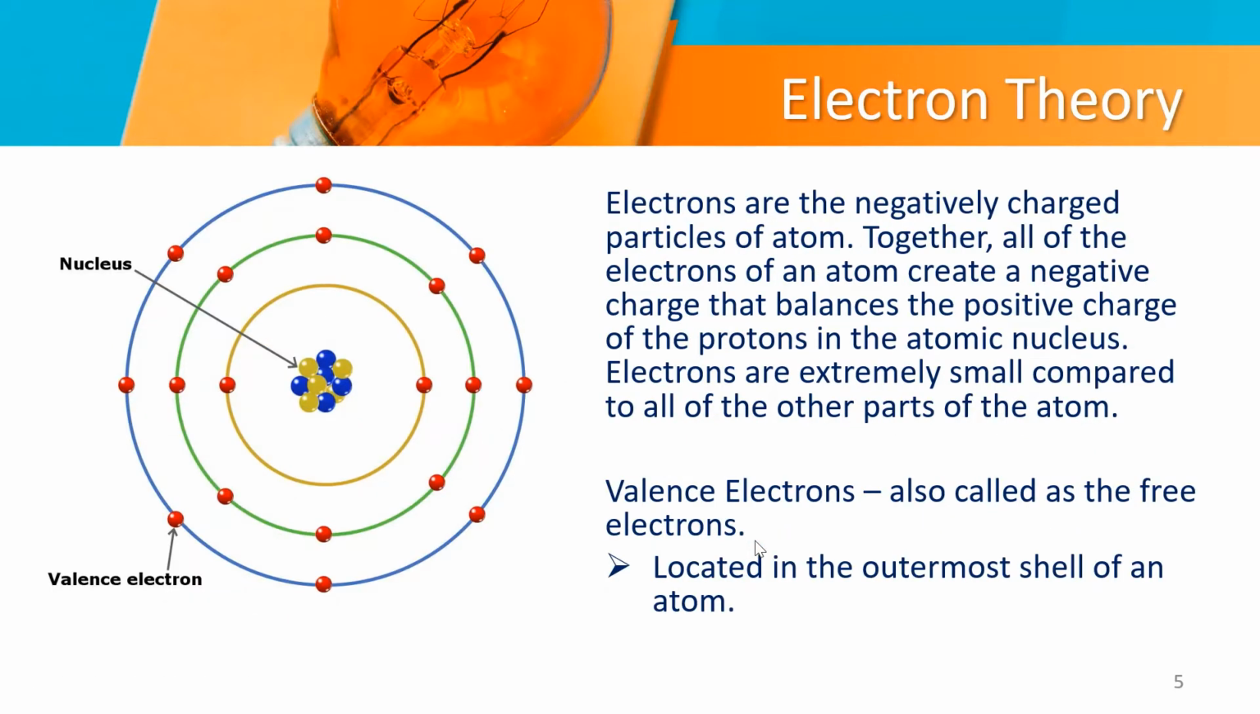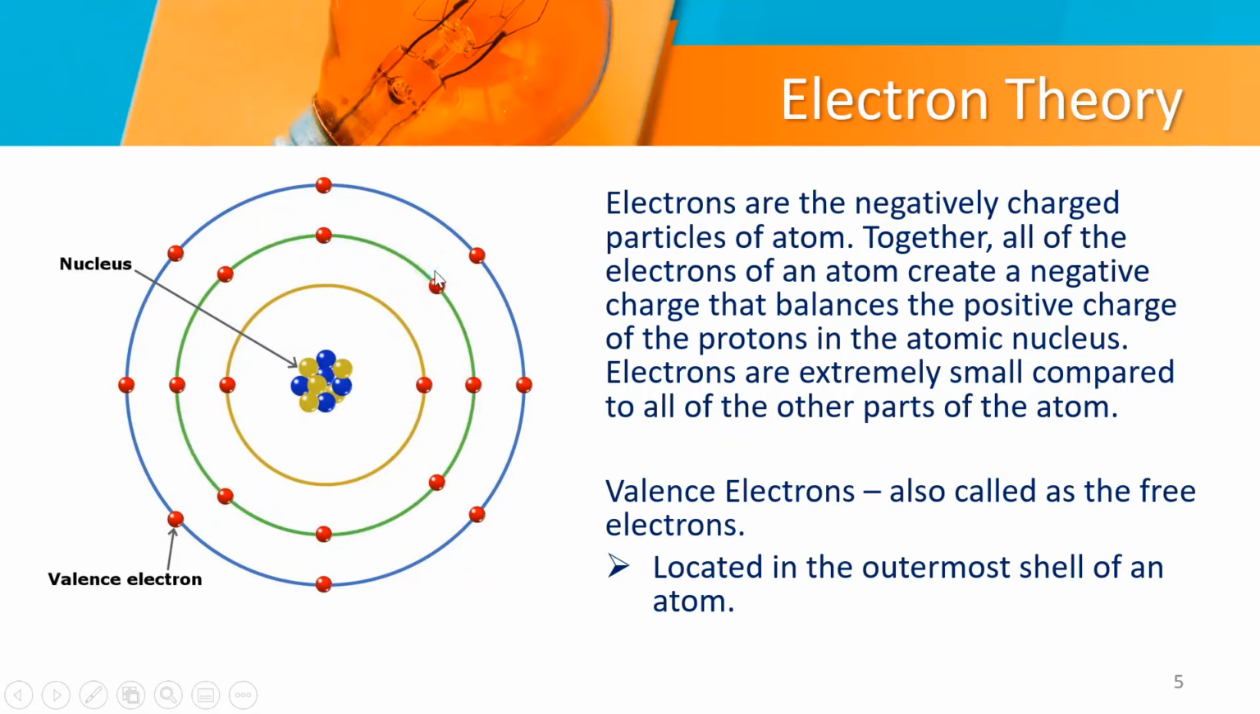The electrons are negatively charged particles of an atom. Together, all the electrons of an atom create a negative charge that balances the positive charge of the protons inside the atomic nucleus. Electrons are extremely small compared to all other parts of the atom. As we can see here in our diagram, we have the nucleus in the central part of an atom. Now, surrounding the nucleus are the orbiting electrons.